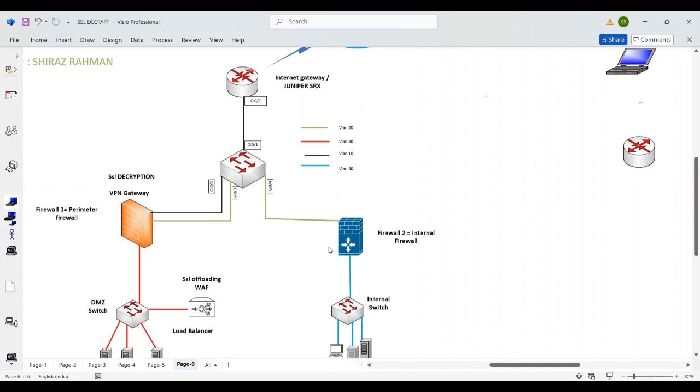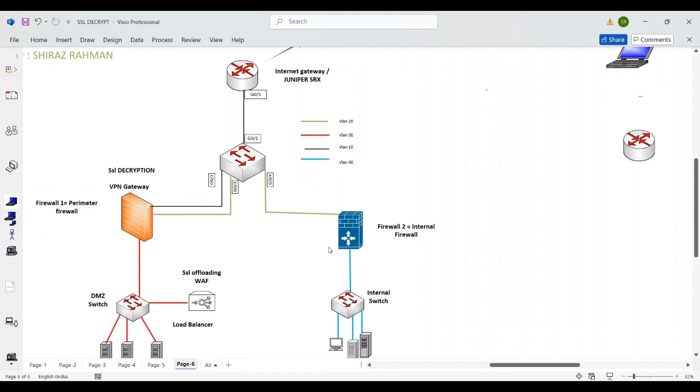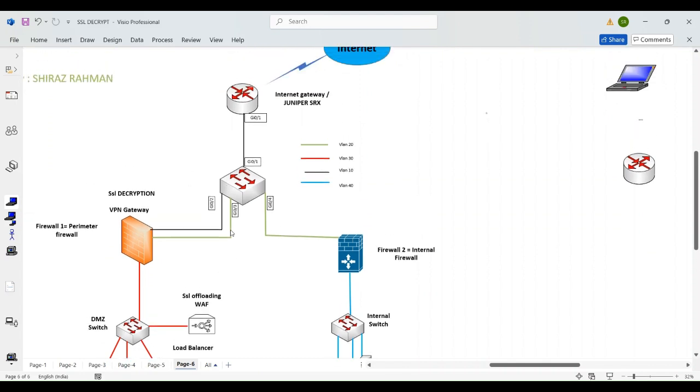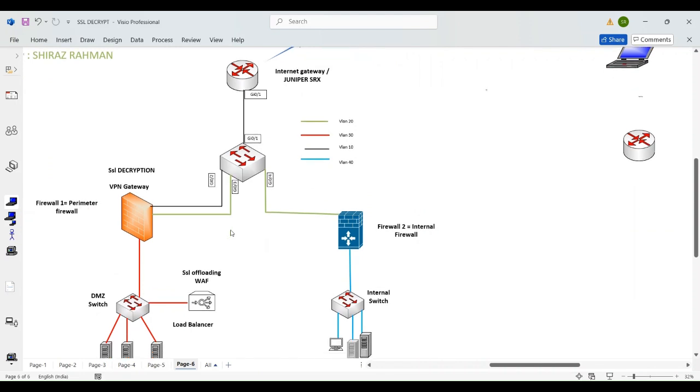Right, I didn't understand how the firewalls connect with each other. Where was the placement of the firewall? What are you going to connect with an SSL offloading, WAF, load balancer, how many switches do you need in the DMZ, internal switch? So these are all the things we need to understand while designing the data center or designing a network in which we have a firewall, right?